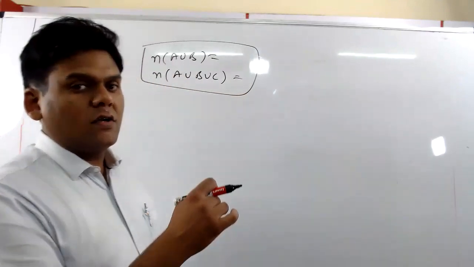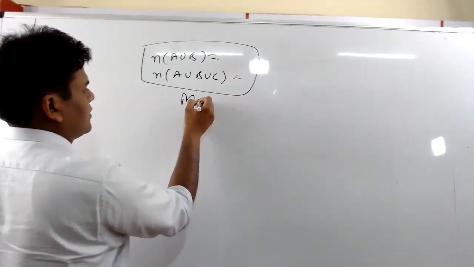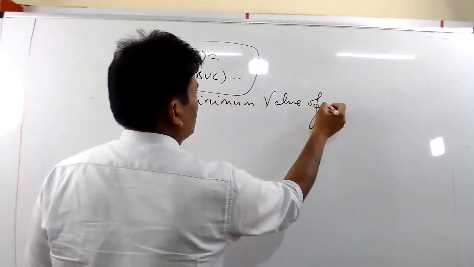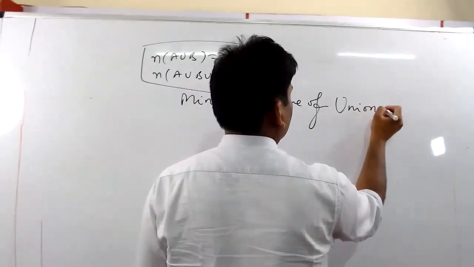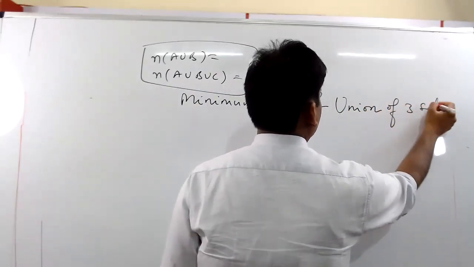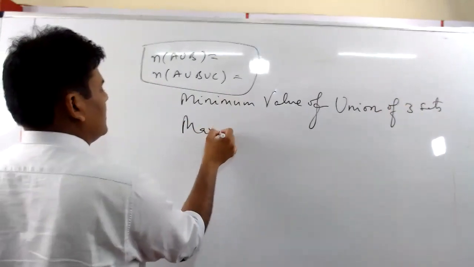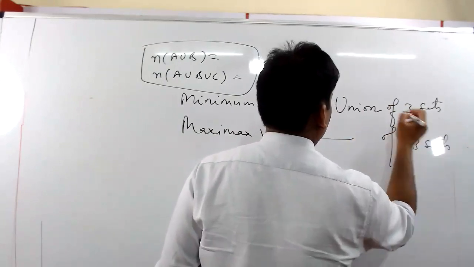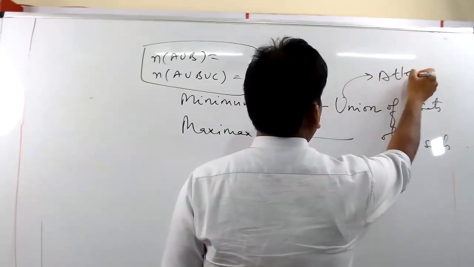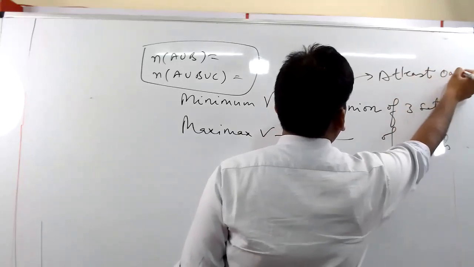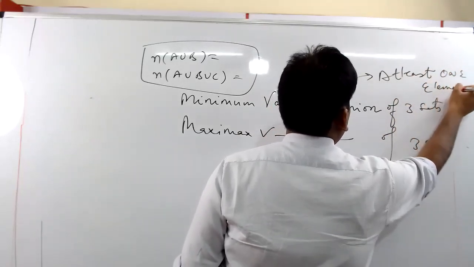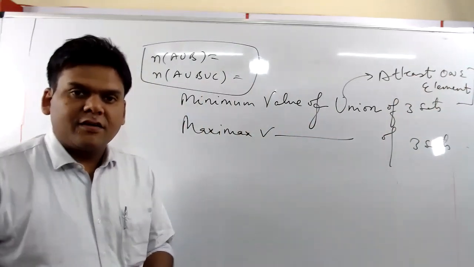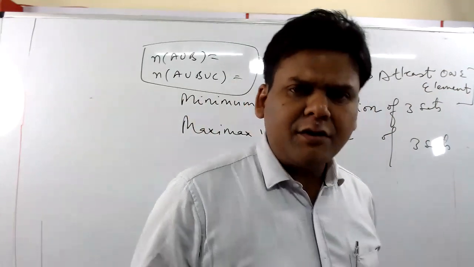So when I say advanced concepts, let us understand what I mean. How do we calculate the minimum value of union of 3 sets? How do we calculate the maximum value of union of 3 sets? By the word union, you should understand that I am referring to at least one element. So when I say union of 3 sets, let's take an example to understand it.